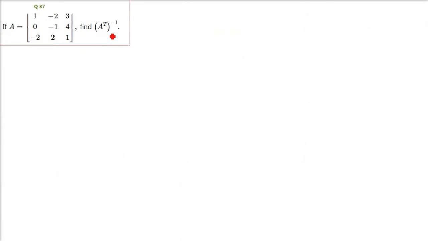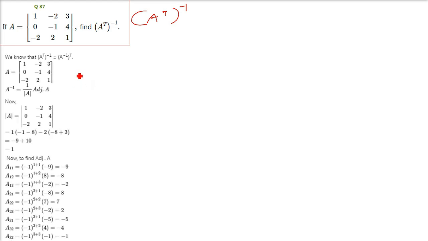This is A transpose inverse. There is a property which we discussed earlier: A transpose inverse is equal to A inverse transpose. So first we will find out A inverse, and then whatever the result is, we will take the transpose of it. A inverse is nothing but adjoint of A divided by the determinant of A.